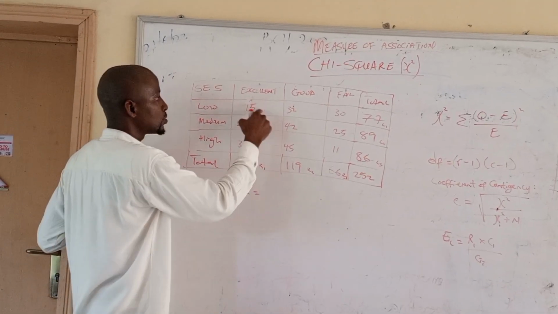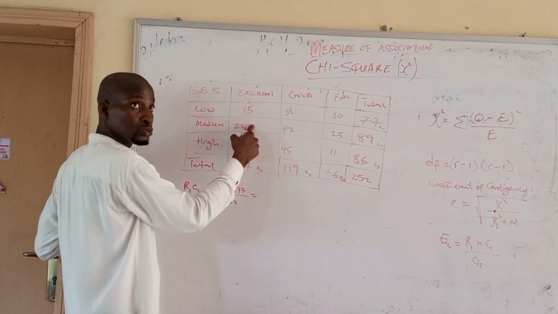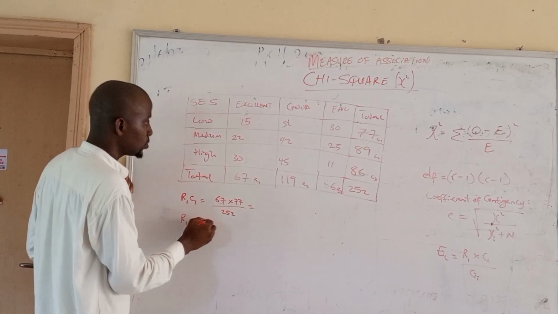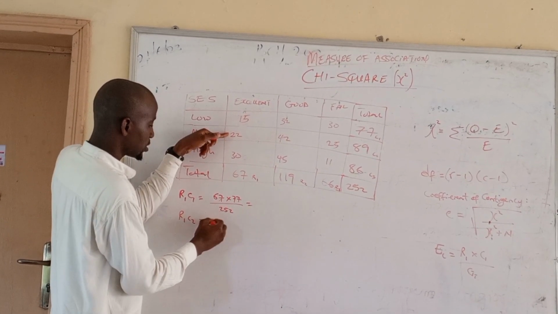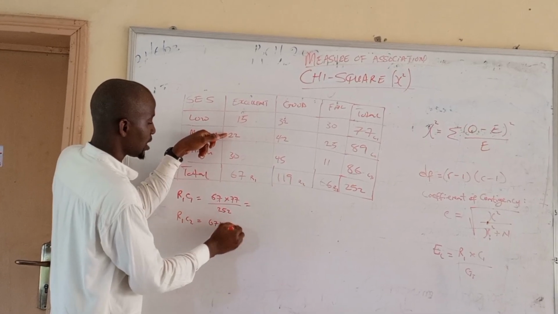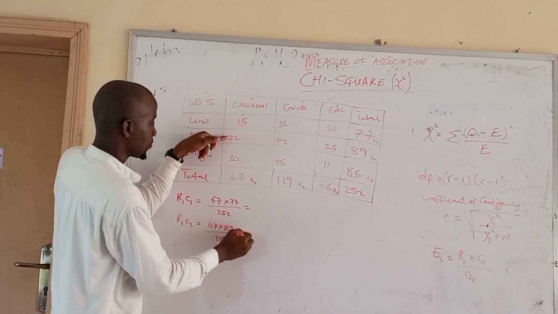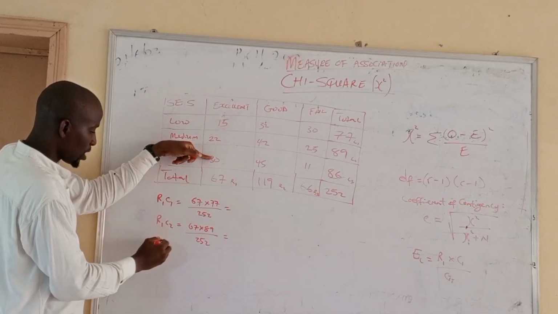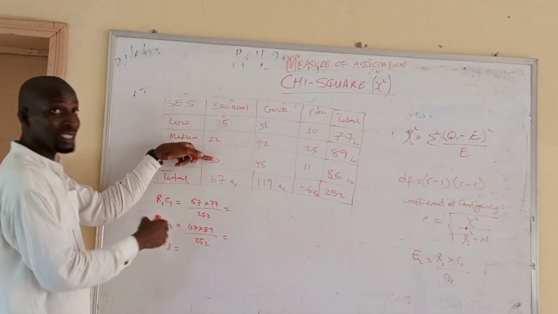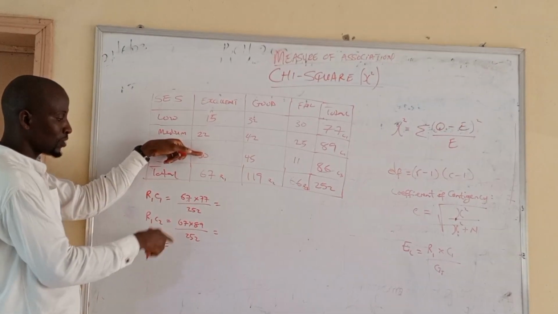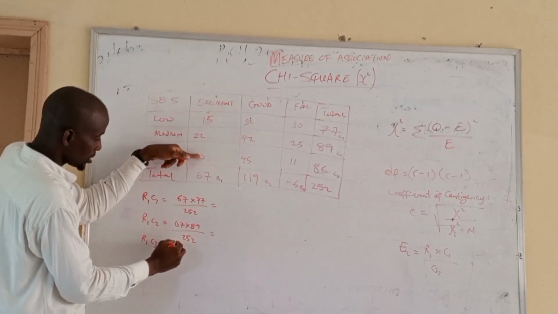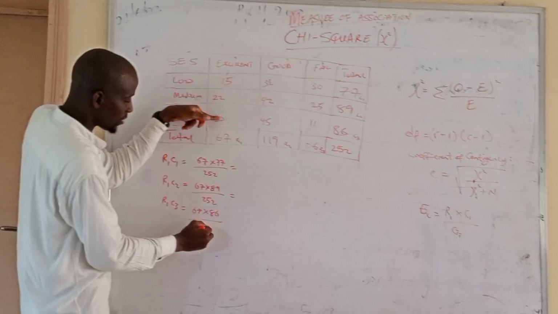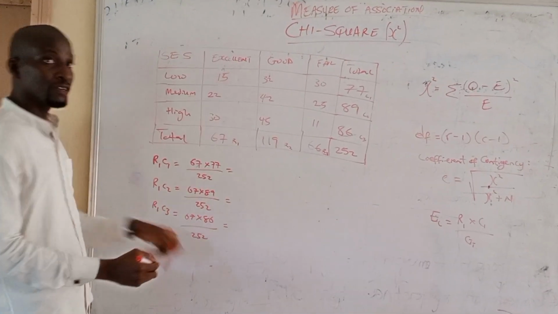This one is row 1, column 2. Row 1, column 2 is 67 times 89 divided by 252. This is row 1, column 3. I am doing this so that you will be explicit enough. And that will be 67 times 86 divided by 252. You also do it for the other ones.